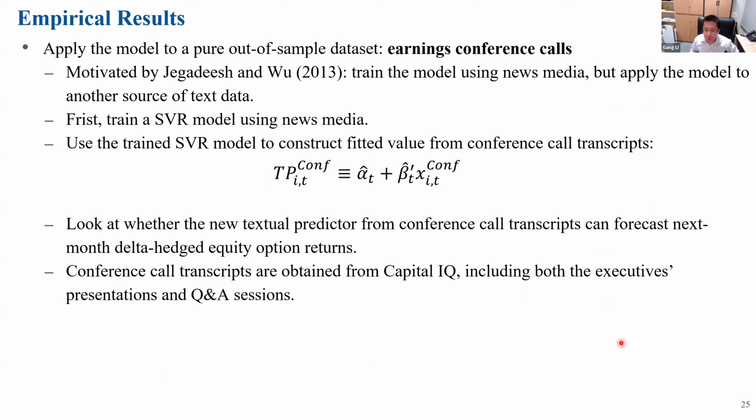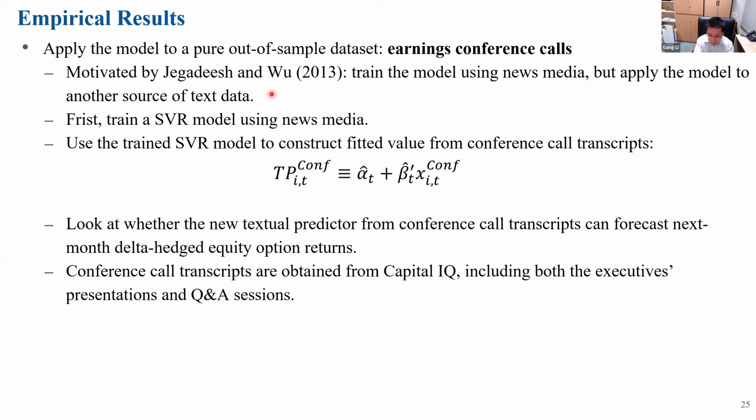Okay, so besides these two concerns, people may still be concerned that the predictive power is driven by some mechanical design of such a methodology, right? Because we trained the model using the news media, and we also applied it to those news media data. So to validate our models with a purely out-of-sample test, we conduct this design. We call this a pure out-of-sample test, following Jagdish and Wu 2013. So the idea is that instead of training and testing on news media data only, now we separate the training data and the testing data into different sources.